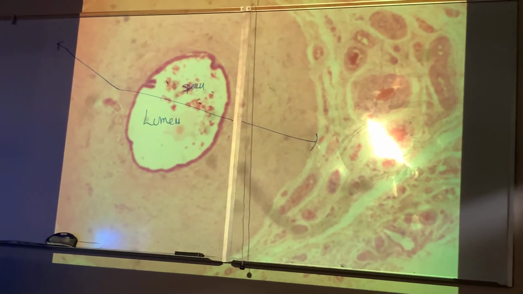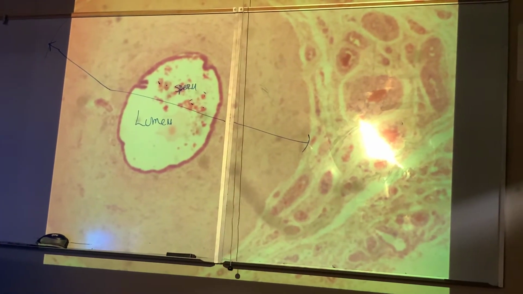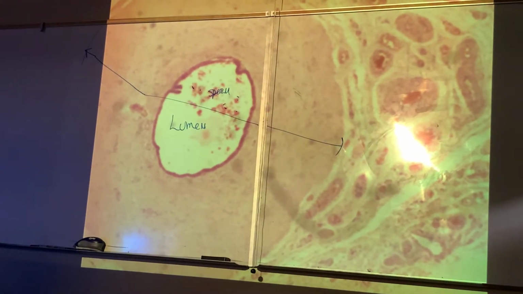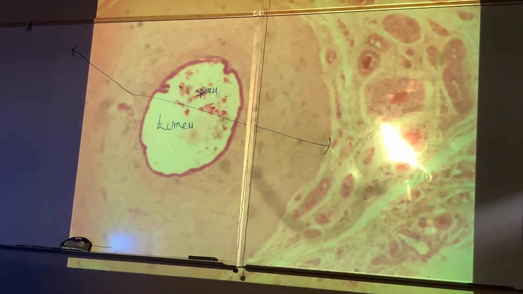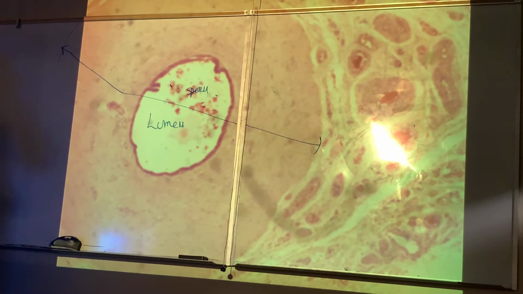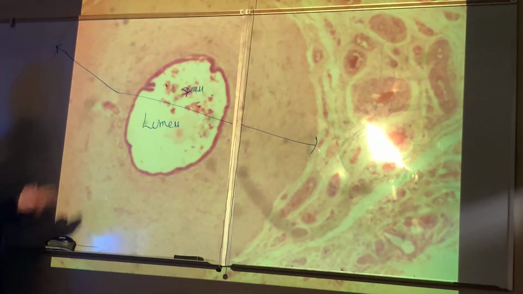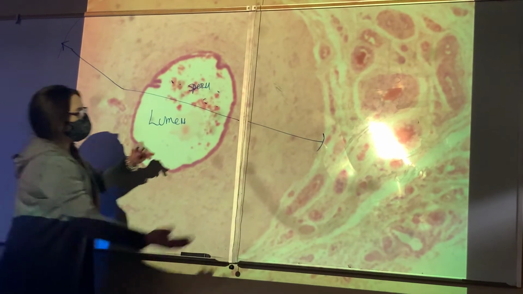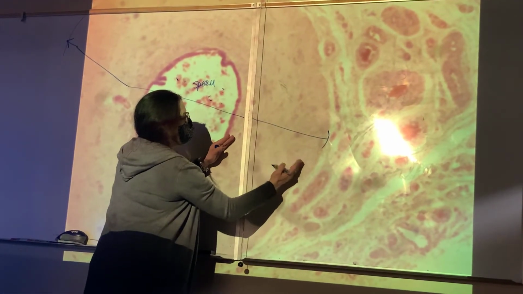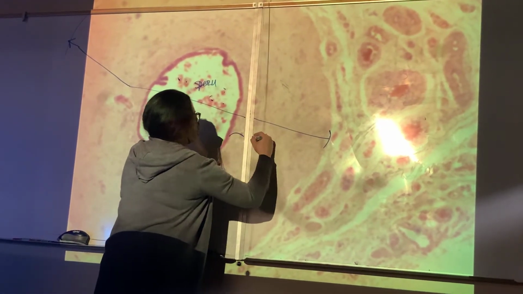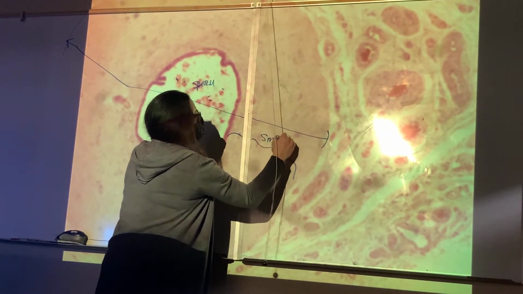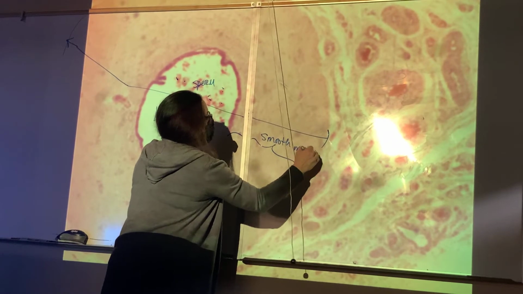Now, your arteries are also going to be round, and relative to a vein, the arteries will have more smooth muscle in their wall. But between an artery and the ductus deferens, the ductus deferens is going to be way bigger than an artery, and the layer of smooth muscle in the ductus deferens, so this, is going to be much thicker than in an artery.